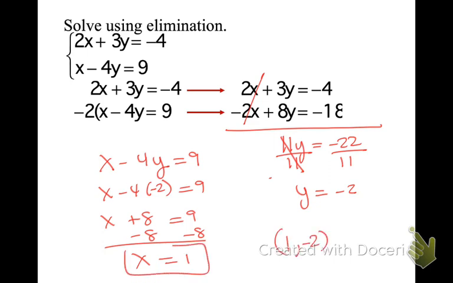Yes, Bryce? If we did something to the first equation, could we... Yeah, but then you would have to change both equations. There's no way to get anything in the first equation to be the opposite of this. Okay? You have to get one variable to be additive inverses. That's the goal. Okay?